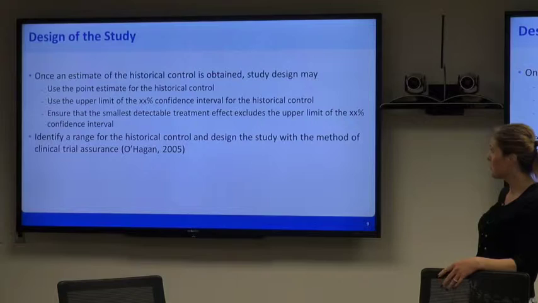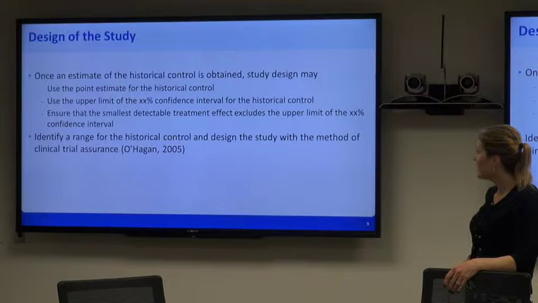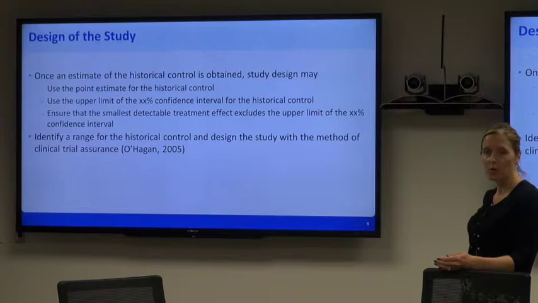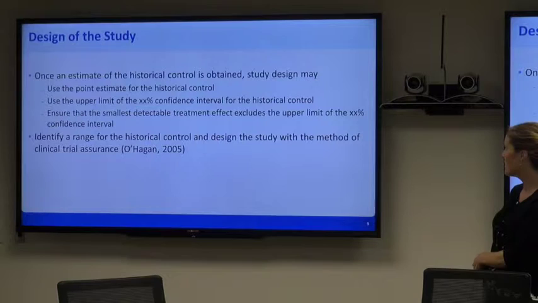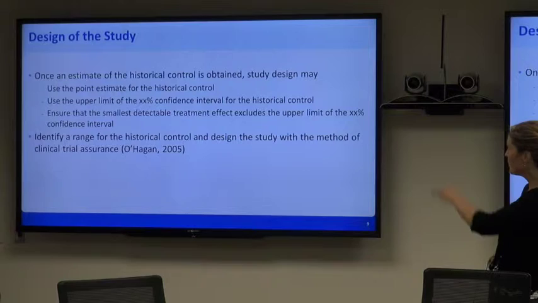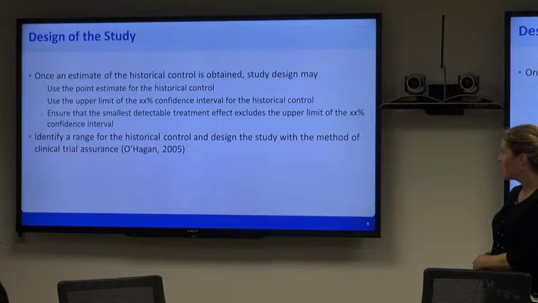That simple. The next could be slightly more conservative, where you take the upper limit of some confidence interval for your historical control and use that to design your study. And then the third, even more conservative, would be to ensure that the smallest detectable treatment effect in your study excludes the upper limit of the confidence interval from the historical control point estimate. So as you can see, these get more conservative as you go along. And this is a place where you'd probably want to have a discussion with regulators.